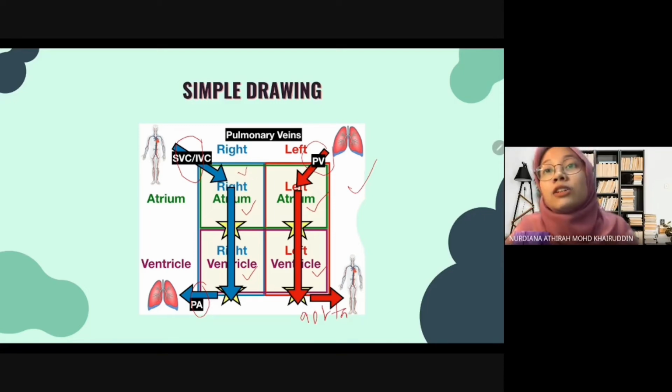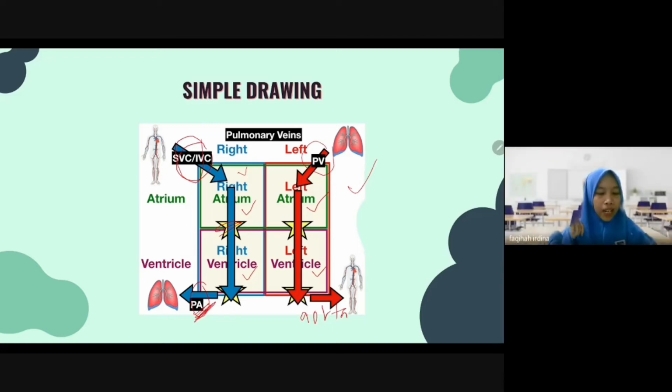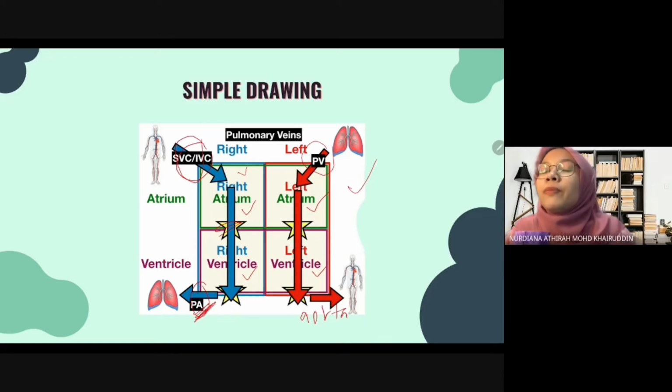Firstly, the deoxygenated blood from the tissue of our body will enter the right atrium of the heart through the vena cava. Then the blood will flow into the right ventricle through the tricuspid valve. Then the blood will pass through the pulmonary valve and flow out to the lungs through the pulmonary artery.